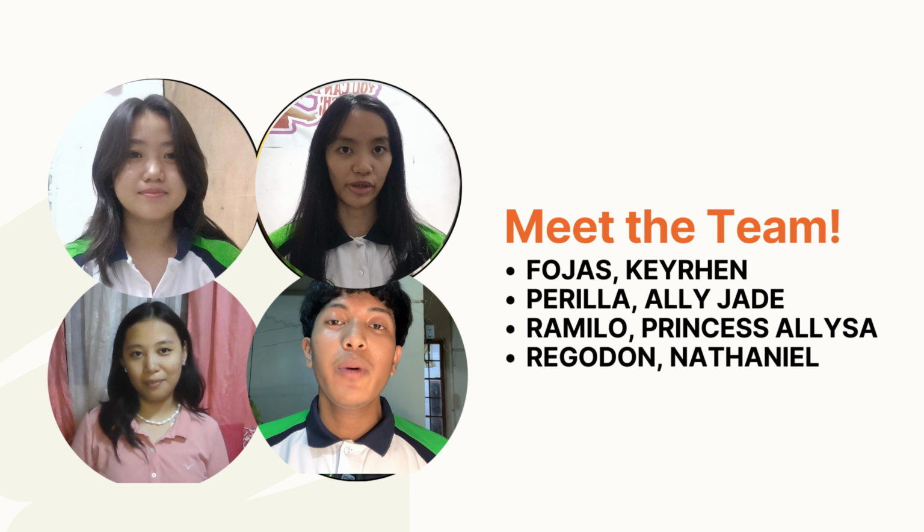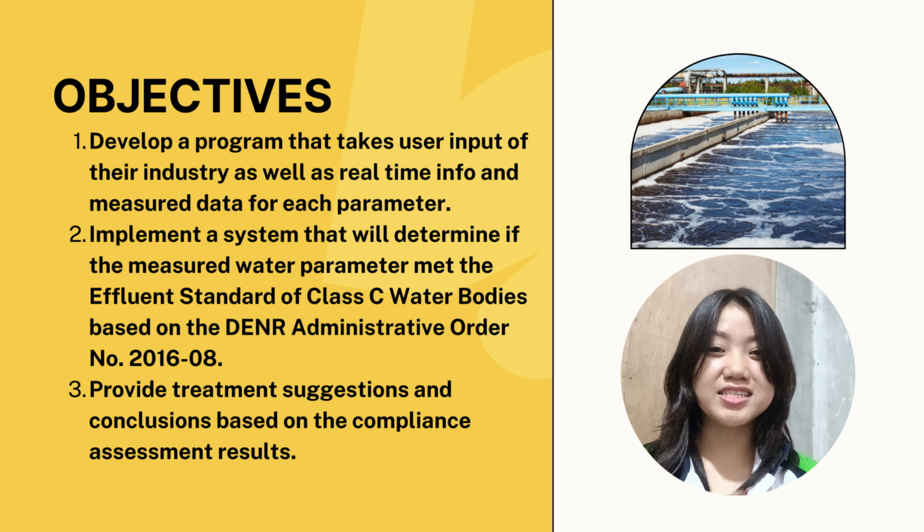I have written the overview and documented our paper, while also ensuring the necessary data has been gathered, also being the researcher. Our system objectives are: first, to develop a program that takes user input of their industry as well as real-time info and measured data for each parameter. Second, to implement a system that will determine if the measured water parameter met the effluent standard of Class C water bodies based on the DENR Administrative Order number 2016-08. Last, to provide treatment suggestions and a conclusion based on the compliance assessment results.